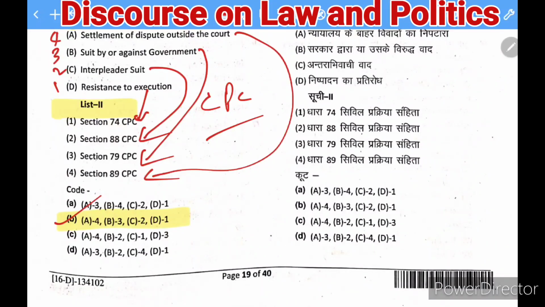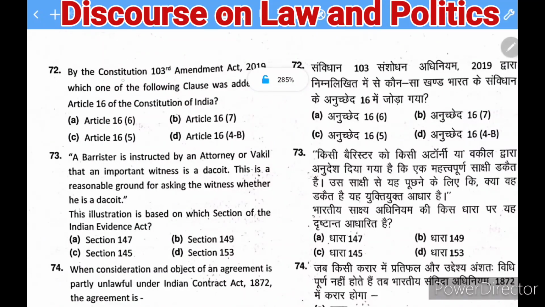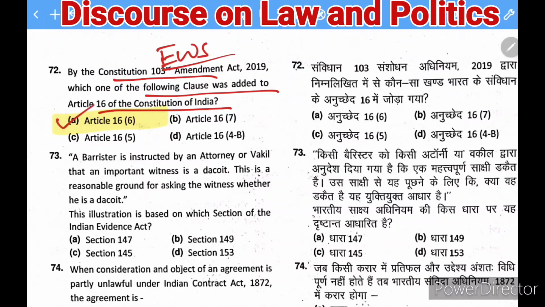Now next question is, by the Constitution 103rd Amendment Act, which one of the following clauses was added to Article 16 of the Constitution? It is about the economically weaker section. The answer of this question is very easy. You all know that the answer is Article 16 clause 6.